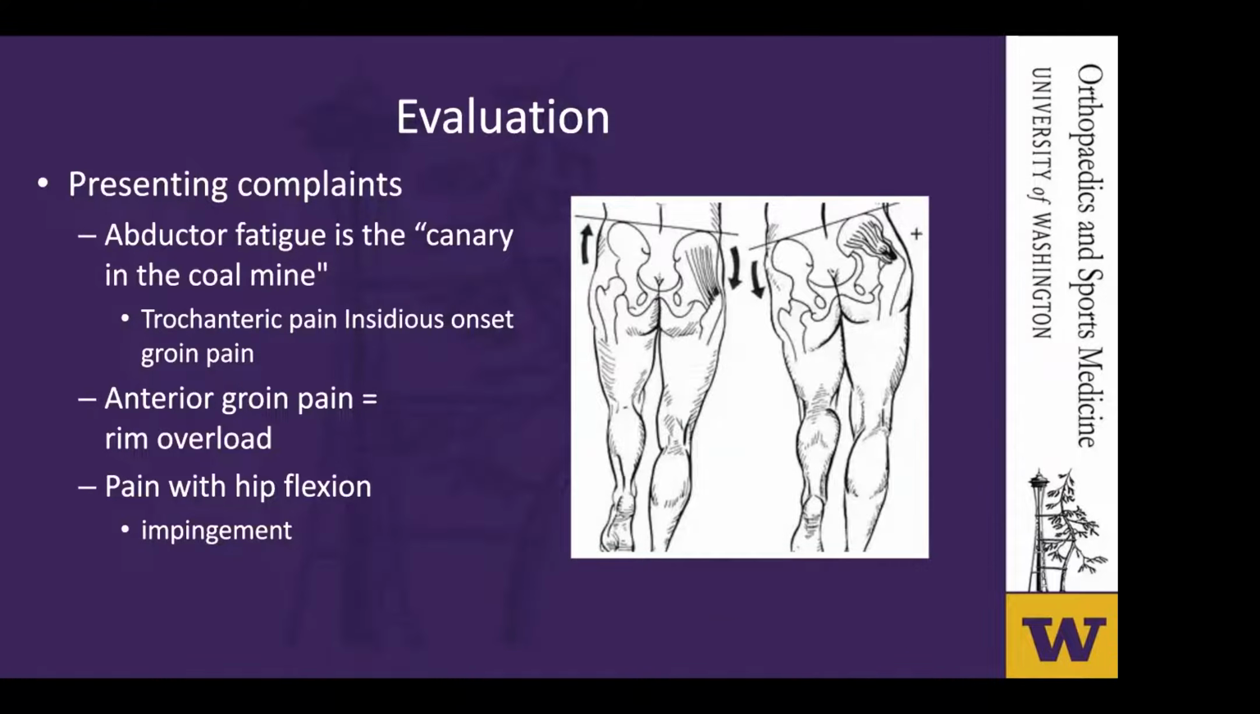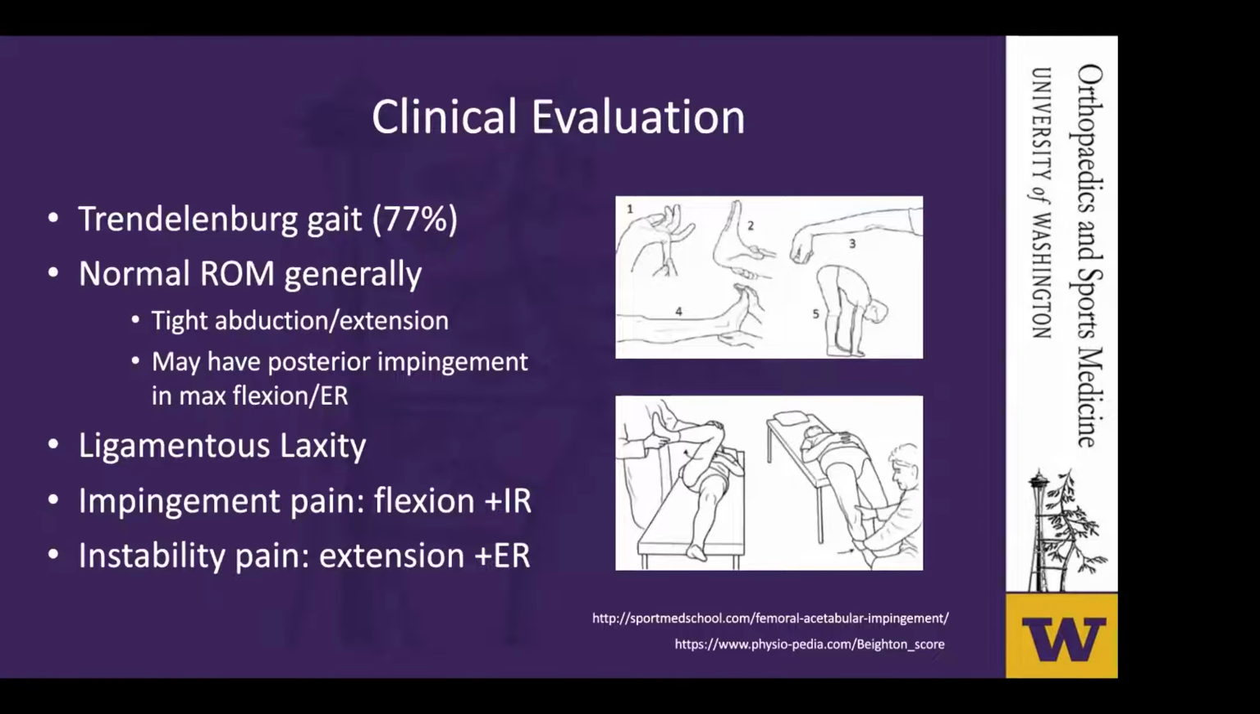When evaluating these patients in the office, they have some or all of the following complaints. They may have abductor fatigue, which may present as lateral hip pain. They can have anterior pain from rim overload or micro instability, or pain with impingement, particularly with hip flexion activities. 77% of patients present with a Trendelenburg gait. They generally have a normal range of motion that varies with any coexisting impingement.